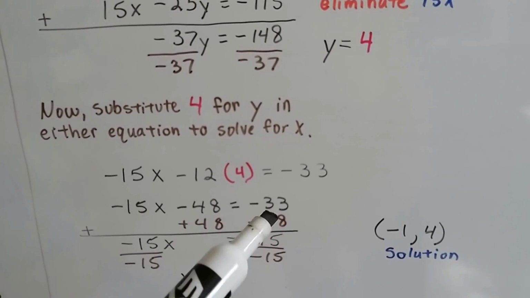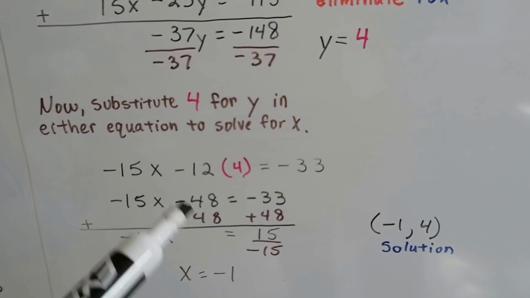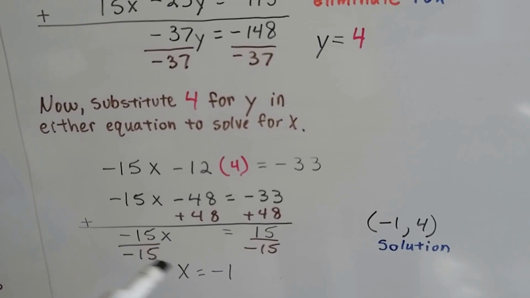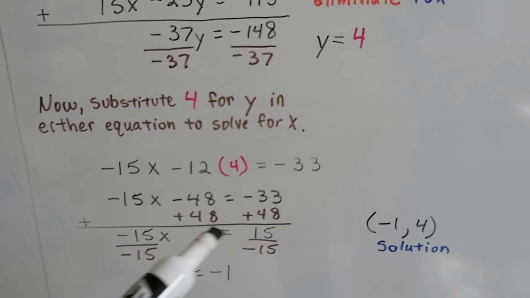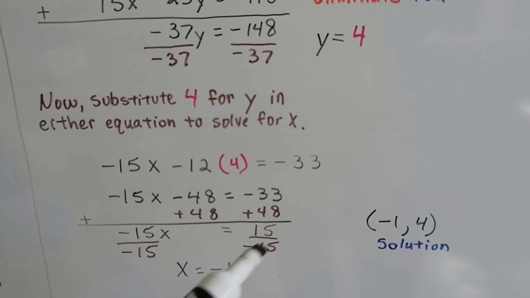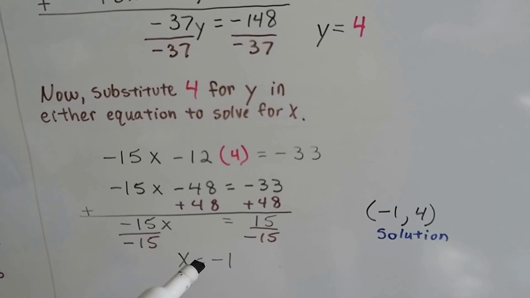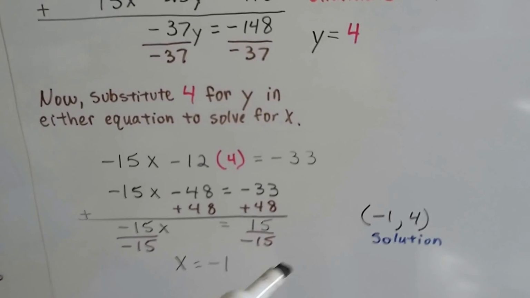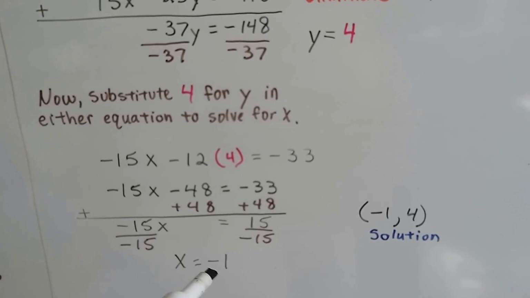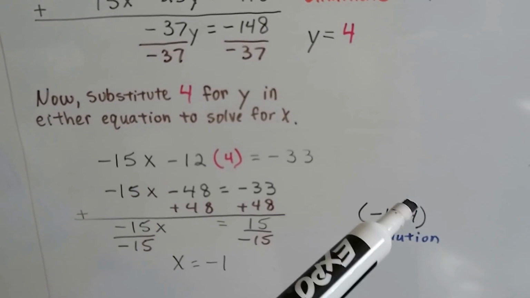Now we can create a 0 pair by adding 48 to each side. We eliminate this, and we get negative 15x equals 15. When we divide each side by this negative 15 coefficient, we get x equals a negative 1. So our solution is x is a negative 1 and y is a 4.